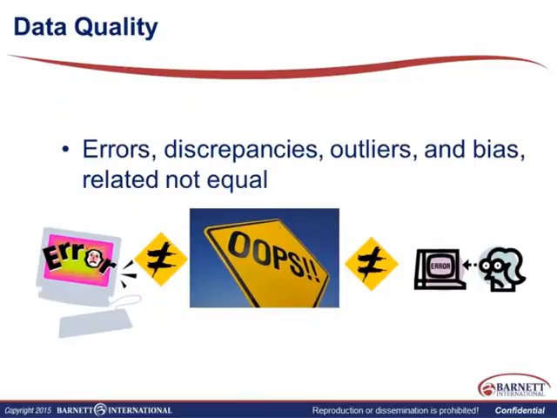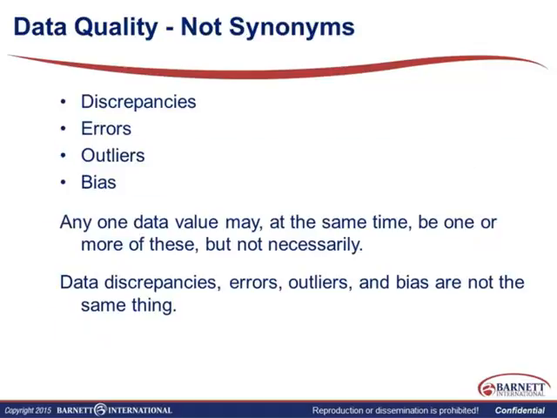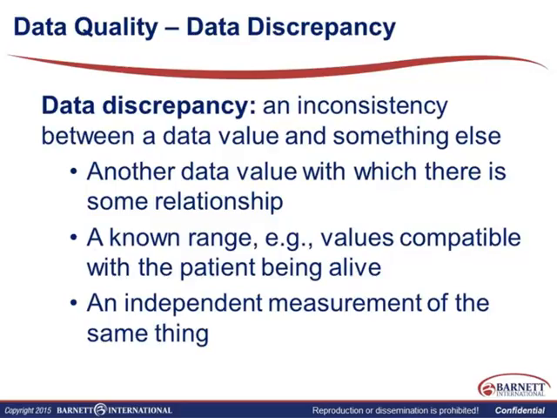Don't be afraid. From a data quality standpoint, we are always looking for errors or discrepancies, any outliers or, God forbid, any bias that's introduced into our study. They're all things that factor into our data quality overall, but they are not equal. They're not the same thing. We look at discrepancies, errors, outliers and bias, and any one of these data values may be at the same time one or more of these, but not necessarily. So they're really not the same thing, and we'll go into the actual definitions.